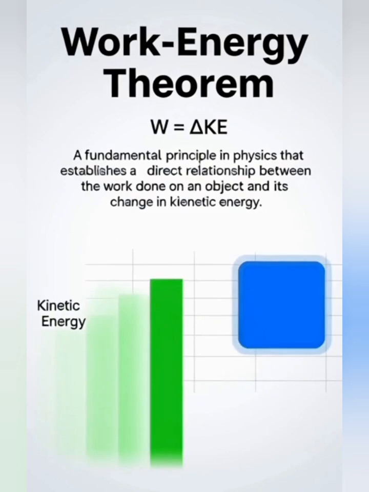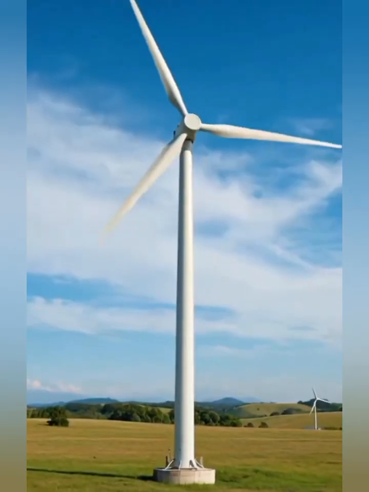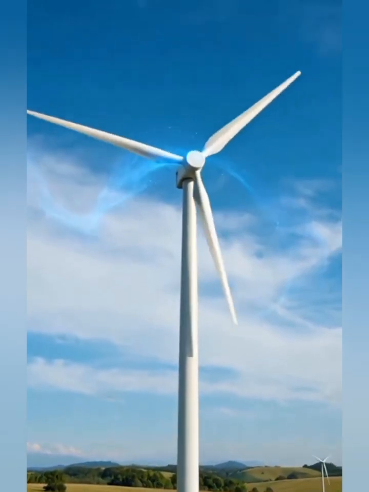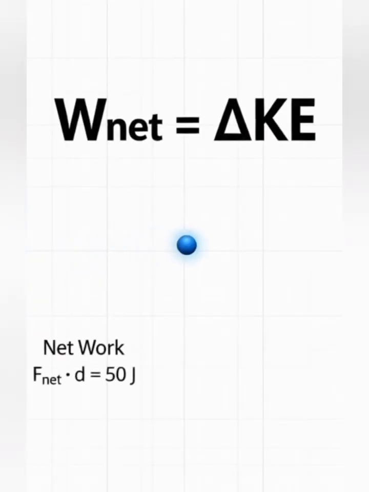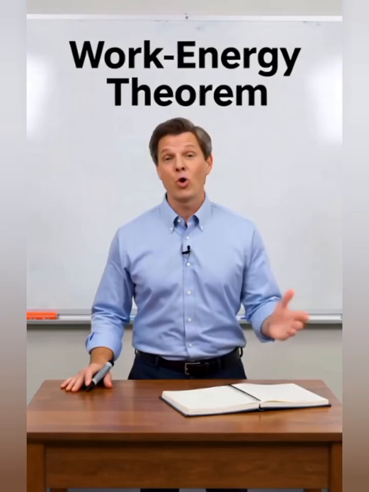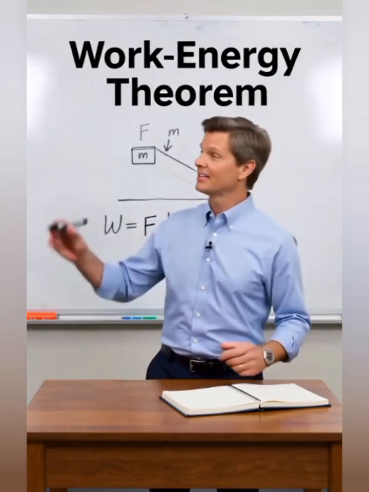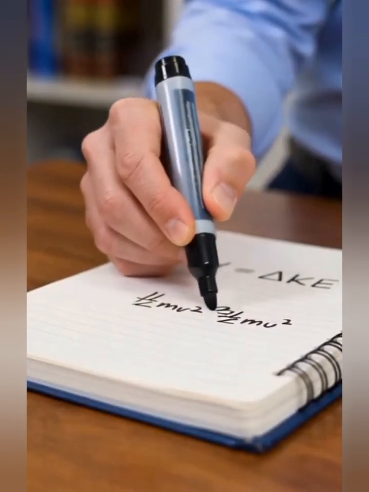The work-energy theorem states that the net work done by all forces acting on a particle is equal to the change in its kinetic energy. Mathematically, the theorem is expressed as net work done is equal to final kinetic energy minus initial kinetic energy. This theorem is incredibly useful because it allows us to solve complex motion problems without needing to know the details of acceleration or time.